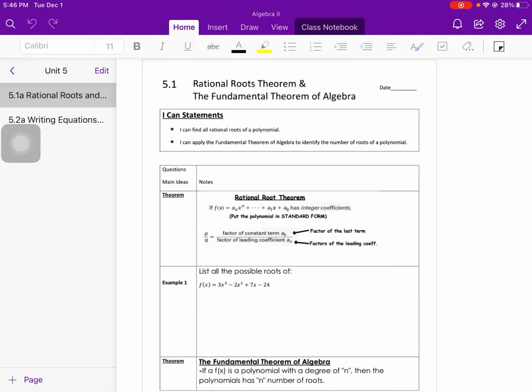This is the first lesson in Unit 5, which has to do with the rational roots theorem and the fundamental theorem of algebra. Now, that sounds really complicated, but I promise it's not as bad as it sounds. What we're going to be doing is finding roots of polynomials, what we were working with in the last chapter. And you were doing this when you were solving polynomials by factoring, using the quadratic formula. Roots are just solutions that make a polynomial equal to 0.